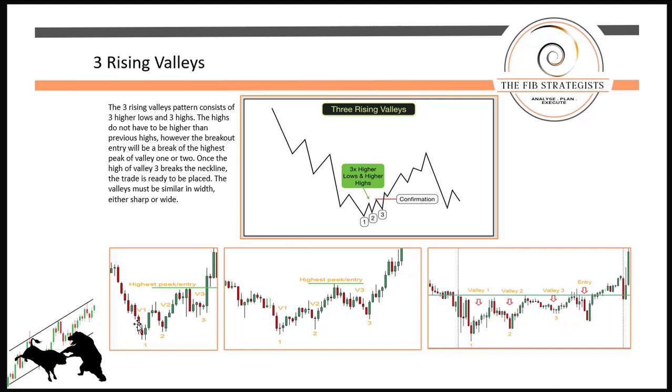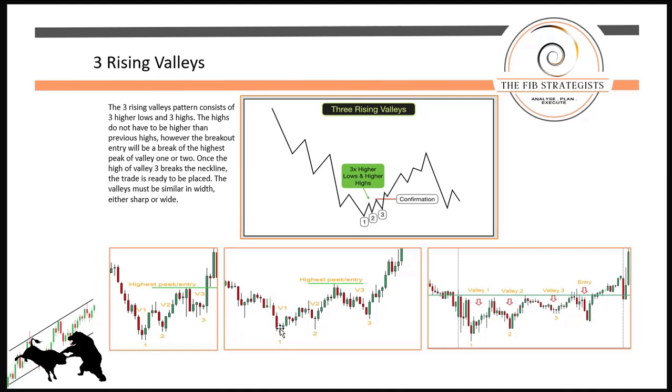Here we have a downtrend, form support, Valley 1, Valley 2, Valley 3, low 1, higher low number 2, higher low number 3, highest peak breaks, enter your position long, stop loss at the low of number 3.